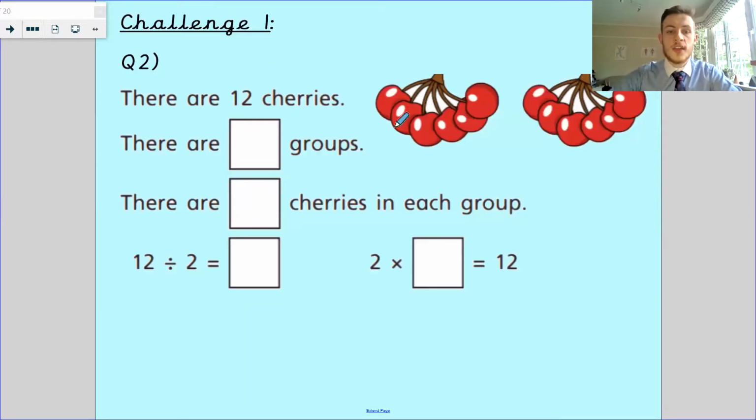Challenge 1, question 2. There are 12 cherries. Here's one group of cherries. There's another group of cherries. How many cherries are in each group? How many groups? You've got 12 and you've grouped them into 2. So you've put them into 2 different groups. How many in each group? You've then got 2 lots of something is 12.